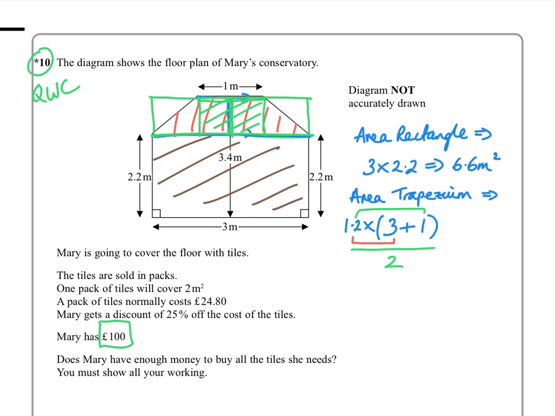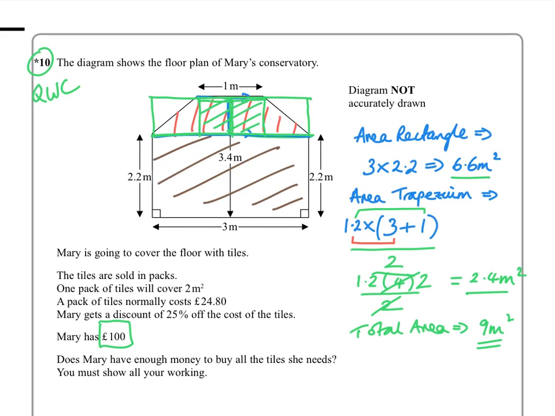So we've got 1.2 lots of 4 divided by 2. 2's into the 4 is 2, and so we've got 1.2 times the 2 is 2.4 meters squared. So the total area is going to be 2.4 and 6.6, which is 9 meters squared.